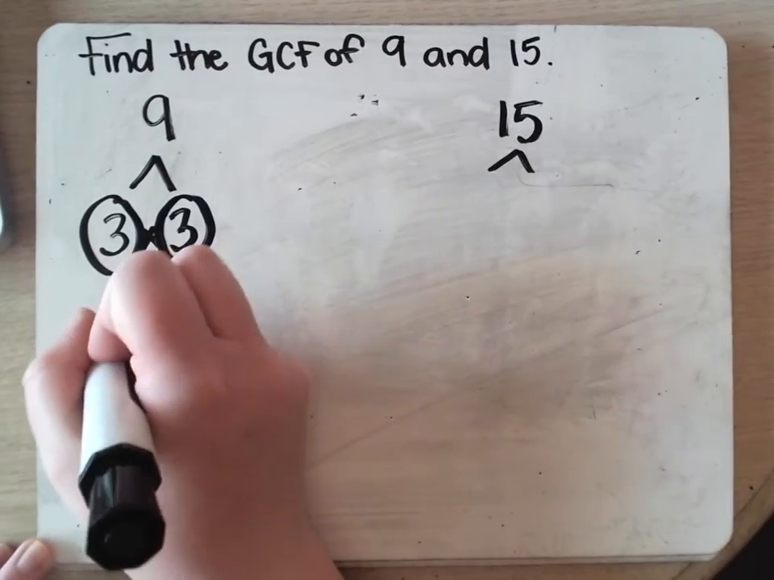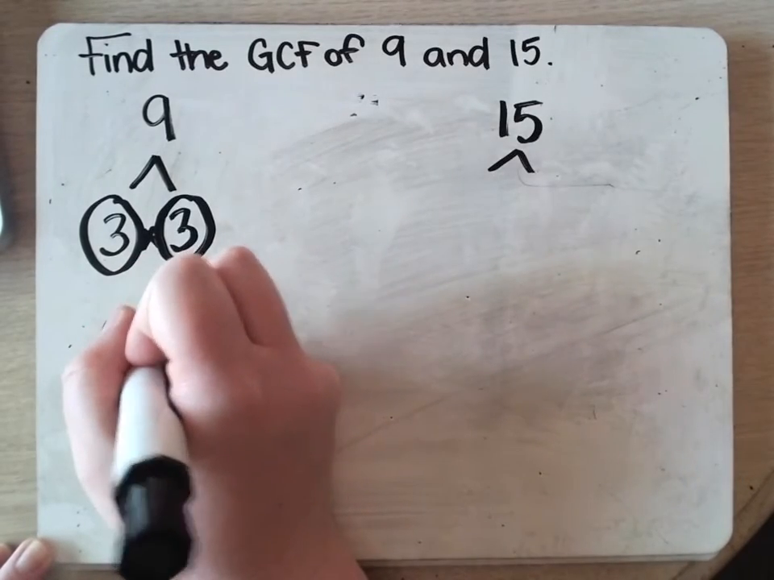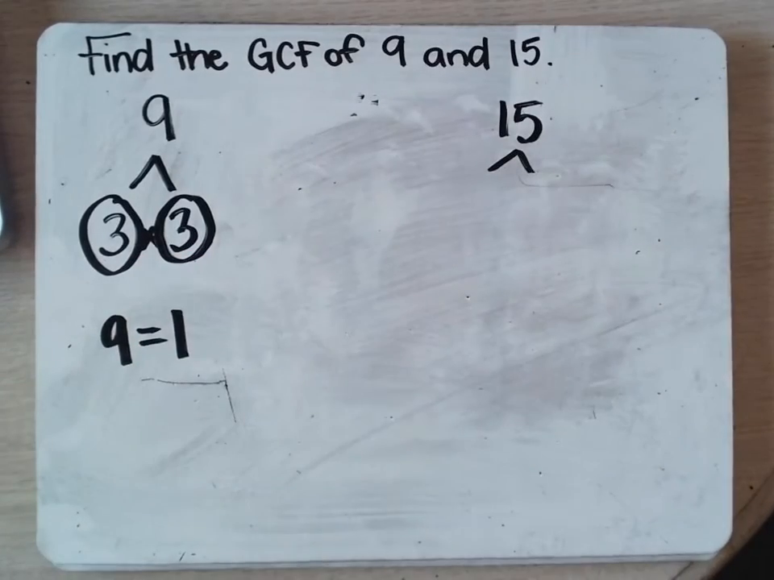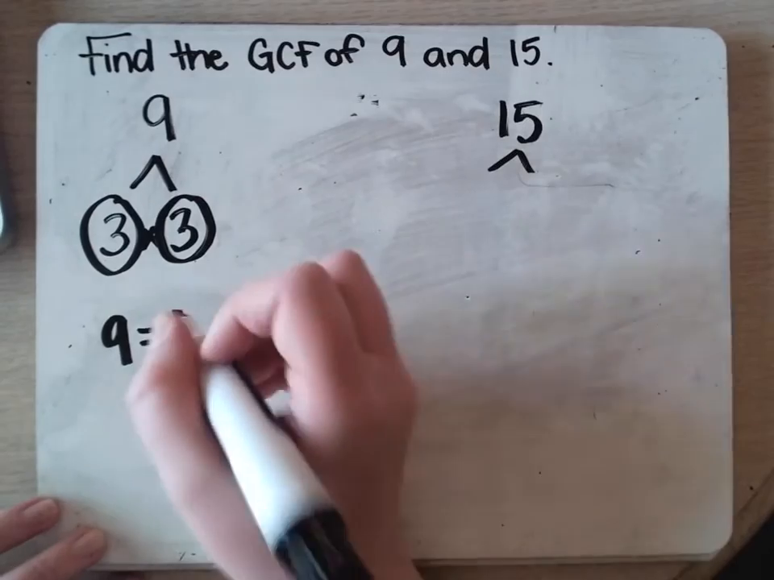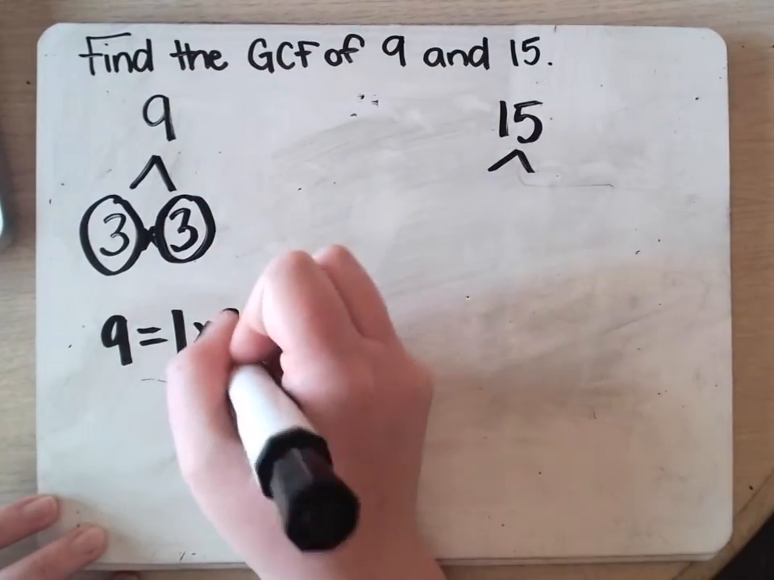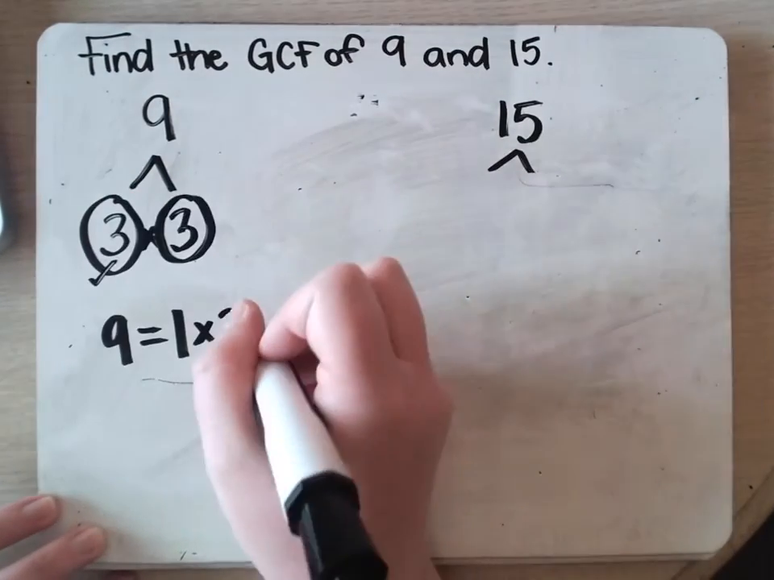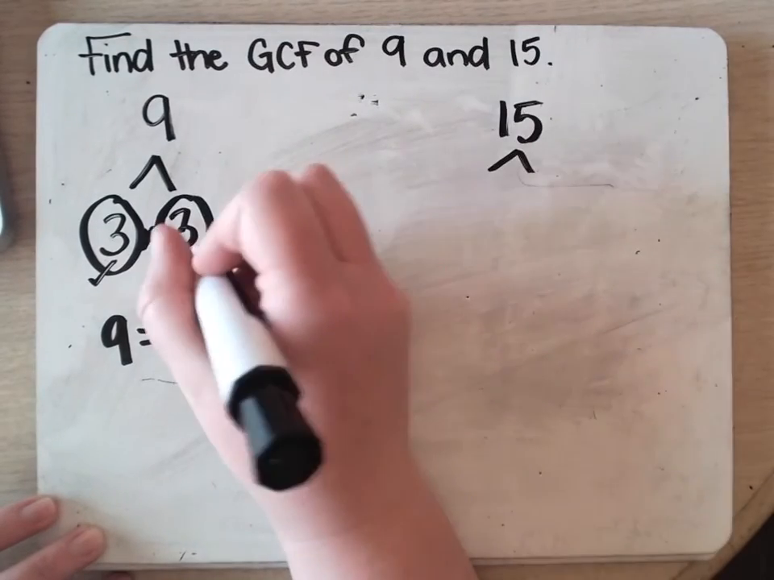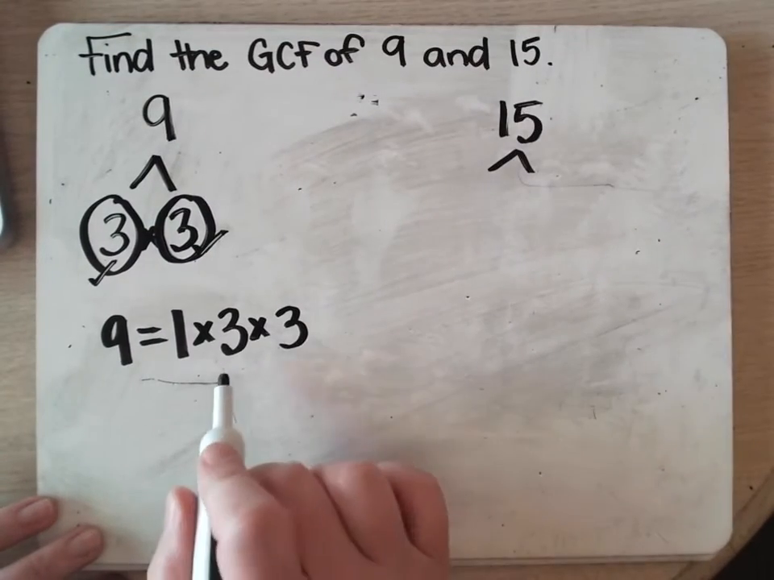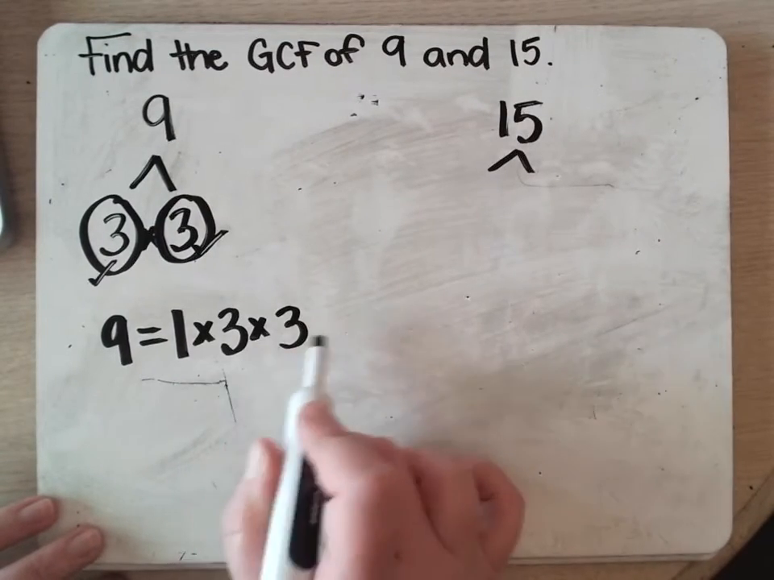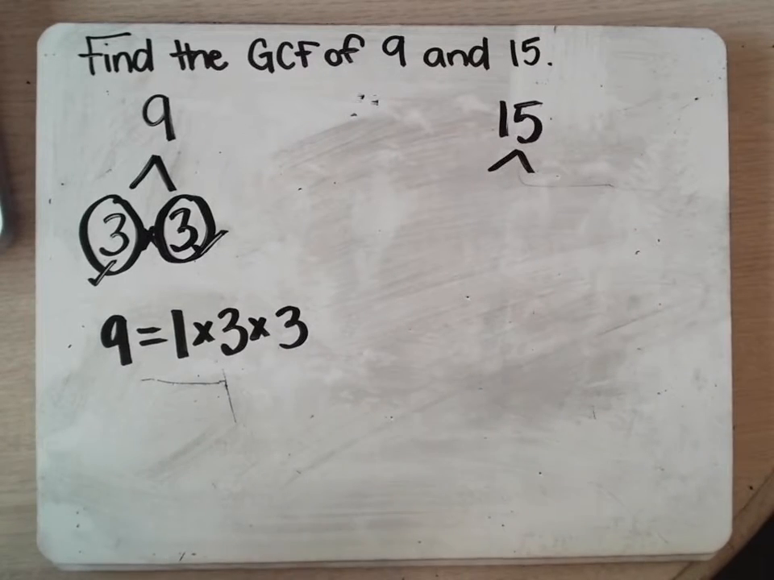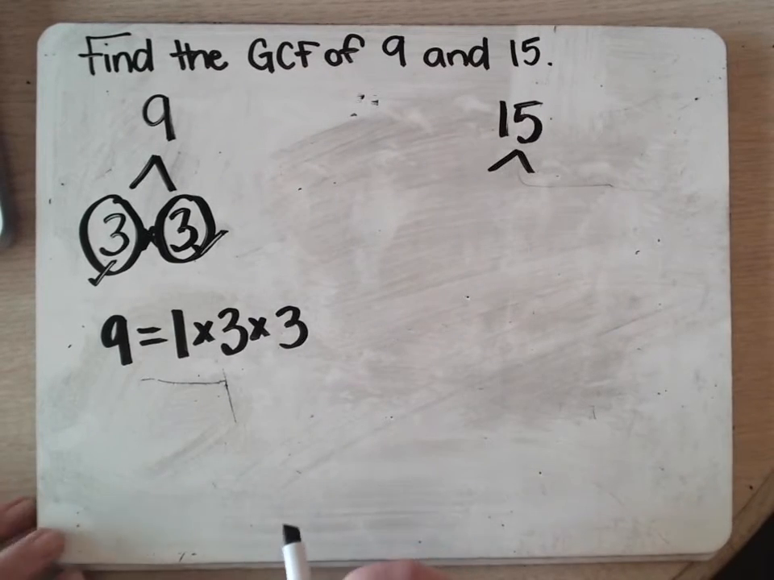So now I come down and set up my list for 9. 9 equals 1, because it's a factor of every number, times 3 times 3. Do a quick check. 1 times 3 is 3. 3 times 3 equals 9, so that list is correct. Your next one is 15.